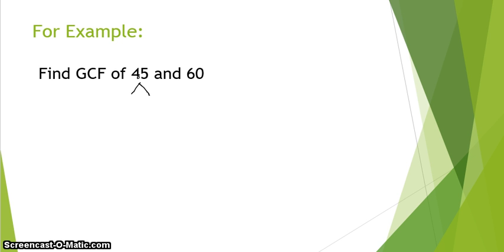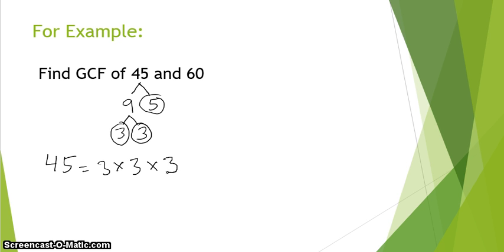I'm going to see what I can divide 45 by. I know I can divide 45 by 5. 45 divided by 5 will give me 9. 5 is a prime number. I'm going to circle it. And then I can break 9 down into 3 times 3. These 3's are prime numbers. So 45 is 3 times 3 times 5.